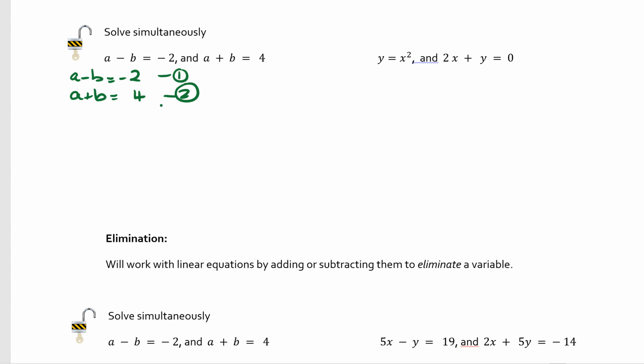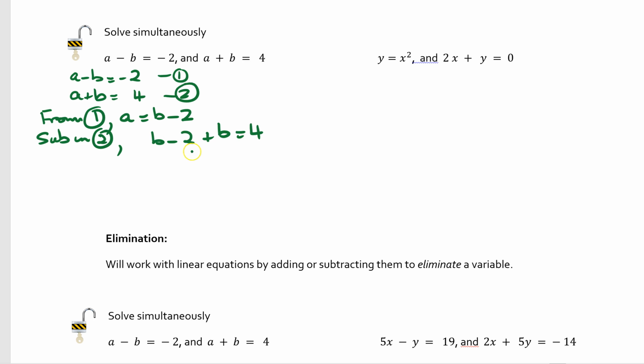Now, it's a bit of an art just deciding what you're going to make as the subject. Here, for no good reason, I'm going to make A in the top equation the subject. So from equation 1, what I'll get is that A therefore equals, and that B would come across, and I would add it, so A equals B minus 2. Substitute that into equation 2, and that will give me, in place of A, I'll write B minus 2. So B minus 2 plus B equals 4, so I have substituted.